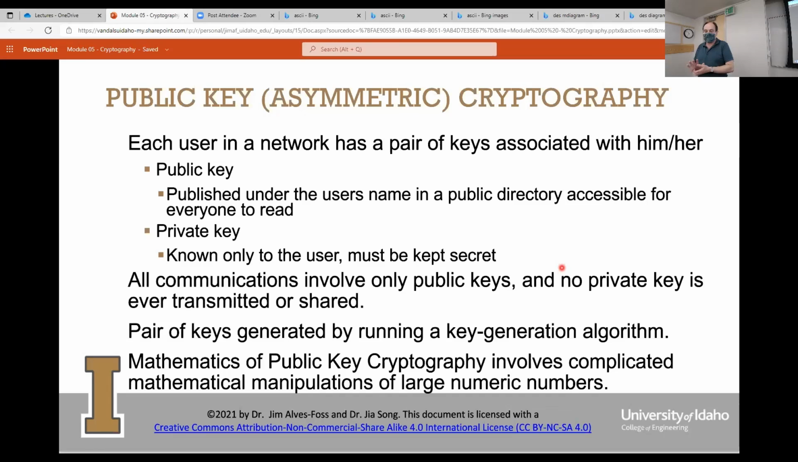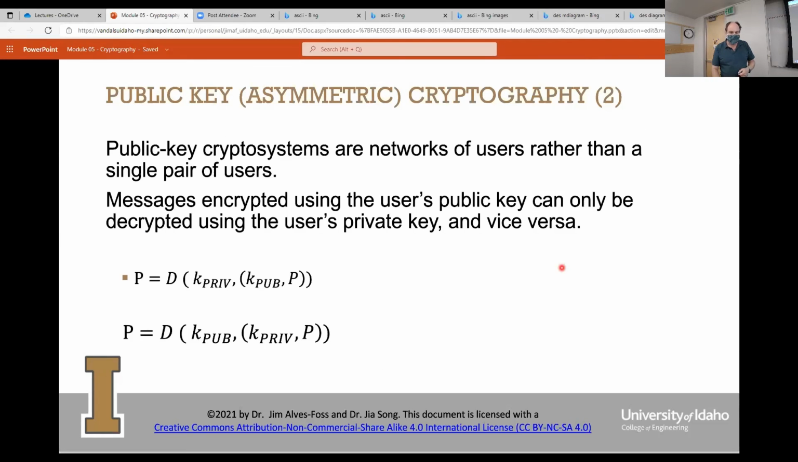The mathematics of public key cryptography involves complicated mathematical manipulations of large numbers. What do I mean by large numbers? 128-bit, 256, 512, 1024-bit numbers, from 0 to 2 to the 1024. These are big, big, big numbers. Your calculator can't handle that. Most normal computers cannot handle them. You have to have special software designed for what we call big num calculations.